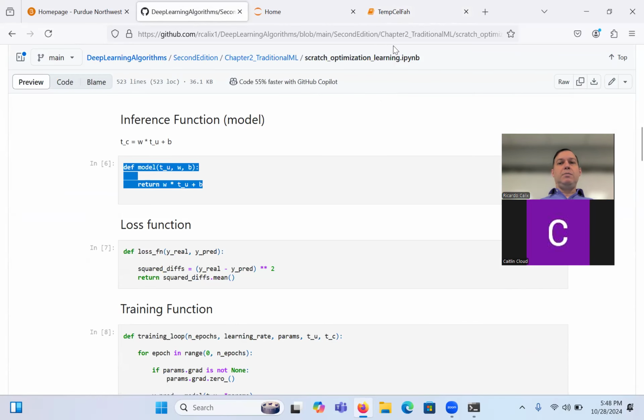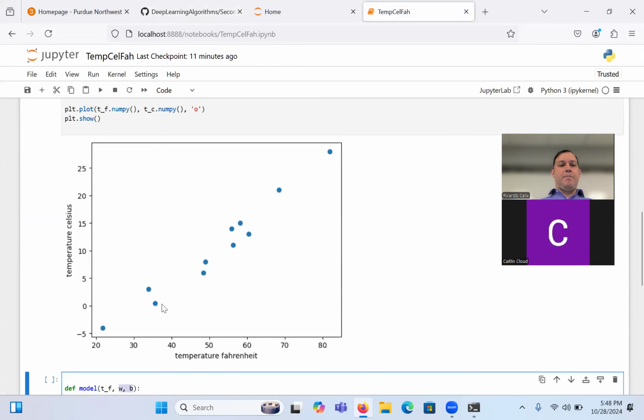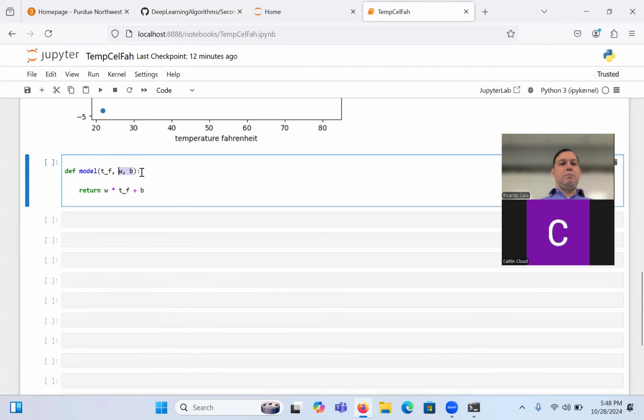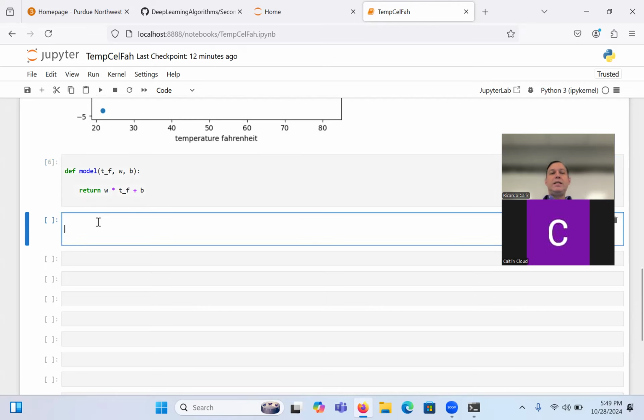So I created the model. Let's run it. Okay, perfect. Now we need to create the loss function, right? And so far we've stressed a lot MSE because it's the easiest and most intuitive to understand.